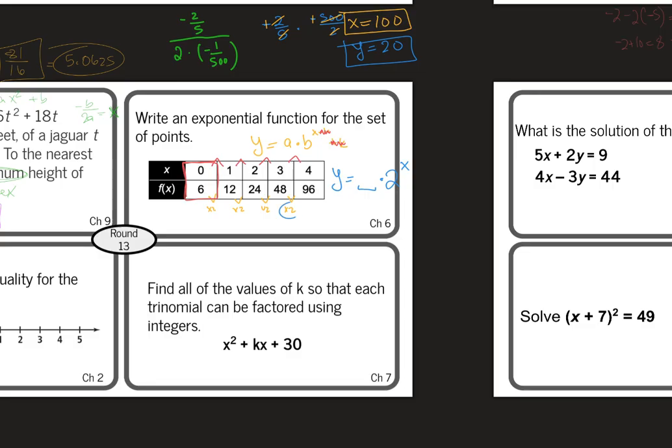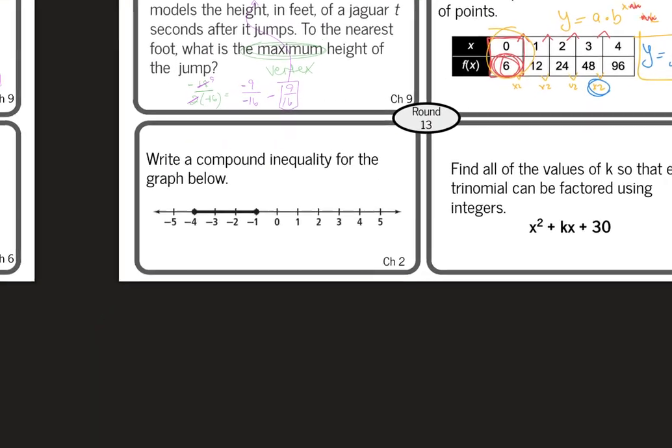Where did I get that 2? Right here. And then now I'm going to write 6. Where did I get that 6 from? Right here. Because if I were to plug in 0 right here, I would get 2 to the 0 power, which is 1. And 1 times 6 is the only way we could get that 6. So y equals 6 times 2 to the x power.